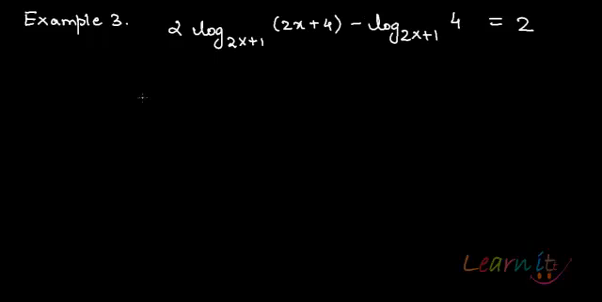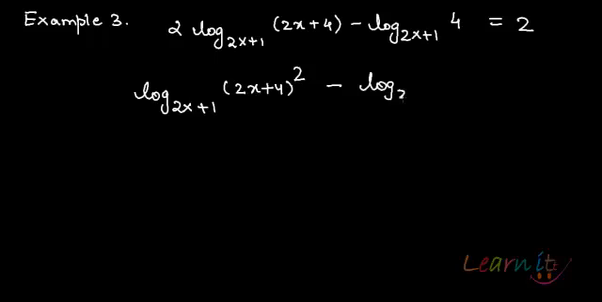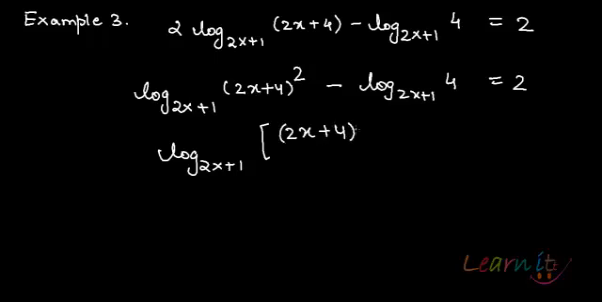So just look at what terms we have. The term essentially says that we have log base 2x plus 1 of (2x plus 4) whole square minus log base 2x plus 1 of 4 equals to 2, right? So there's a minus sign here. In terms of log, that means we have a division out here because the bases are same. So essentially I have (2x plus 4) whole square upon 4 out here equals to 2.